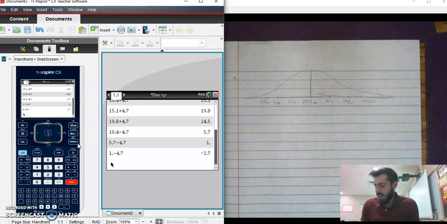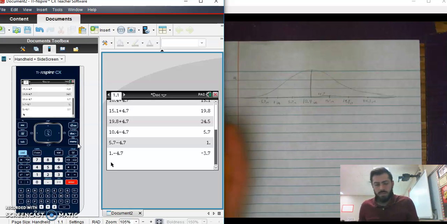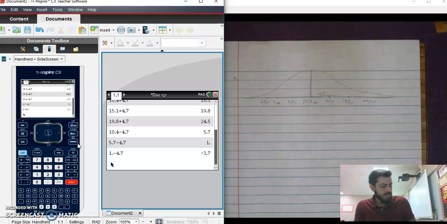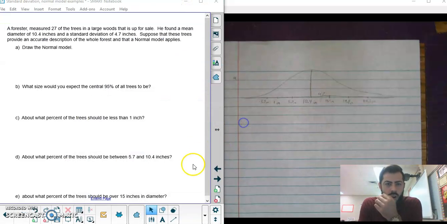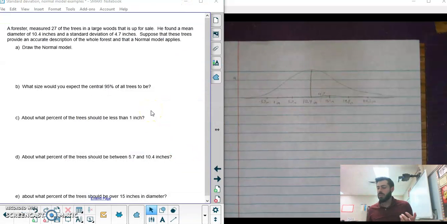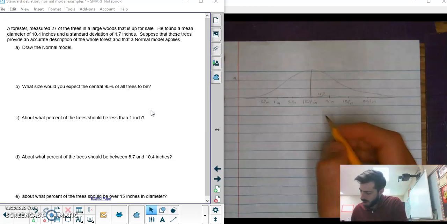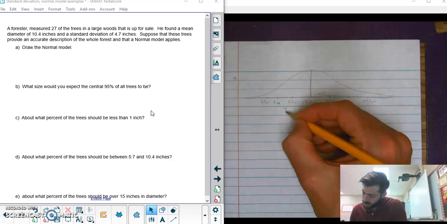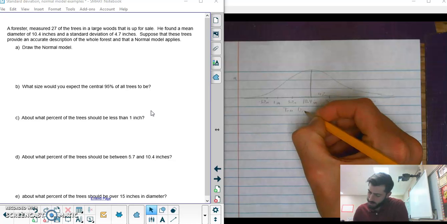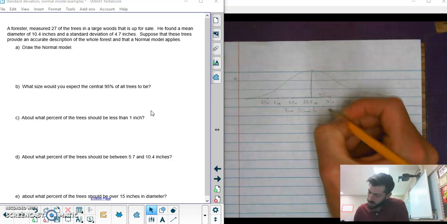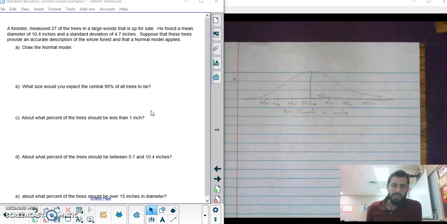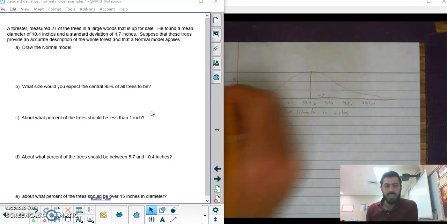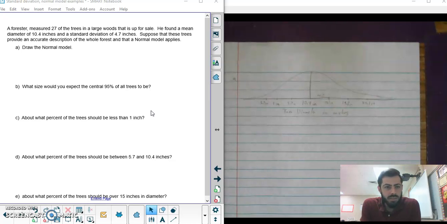All right. Obviously it's impossible for you to have less than 0 inches of diameter because it's a measure of distance, but for the sake of the problem, we're going to do it. Okay. Get out of here, calculator. Okay, so we've drawn the normal model. This is the normal model. This is tree diameter in inches. There you go. Easy.